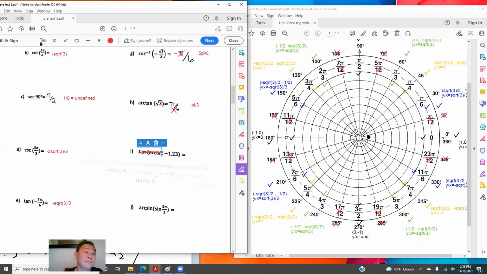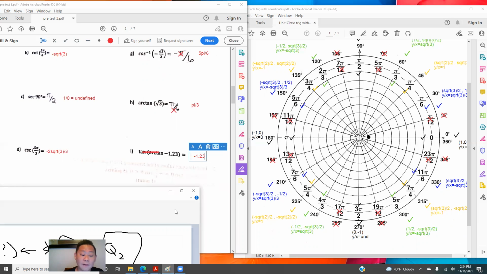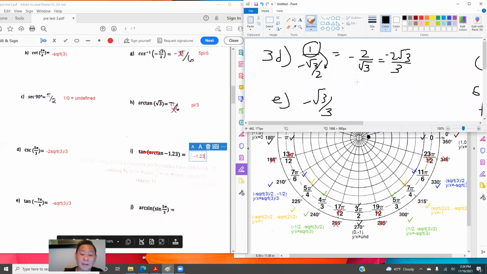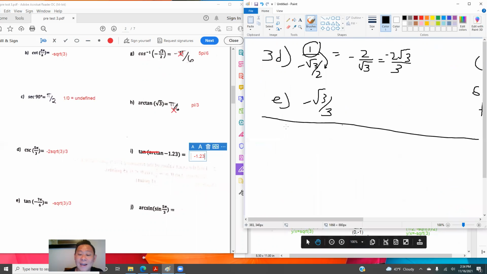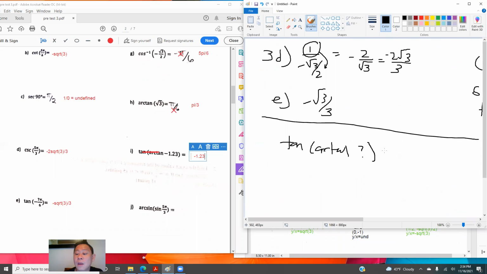So what do you get here? Negative 1.23. But don't forget, the next one we talk about is tan and arctan. When you do tan and arctan of a number, your answer will be just this number. They will cancel each other out.